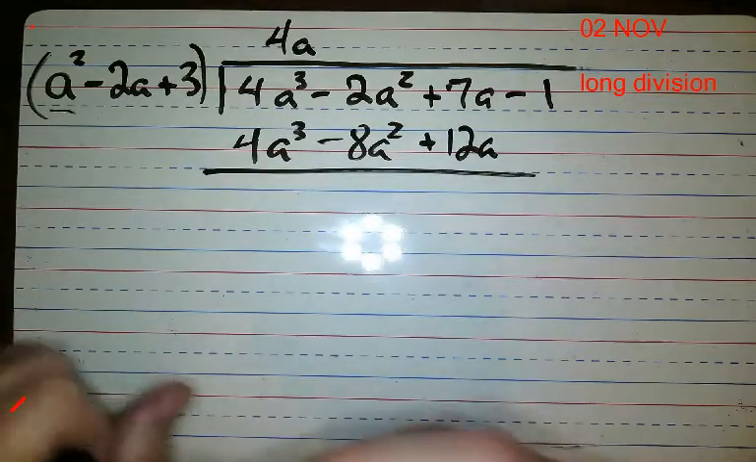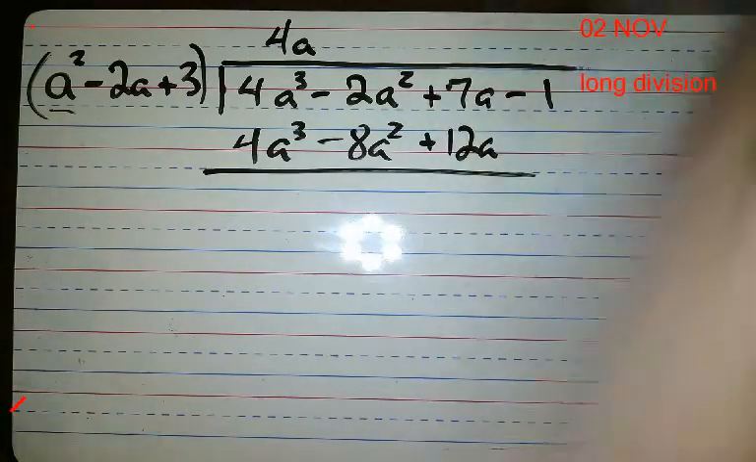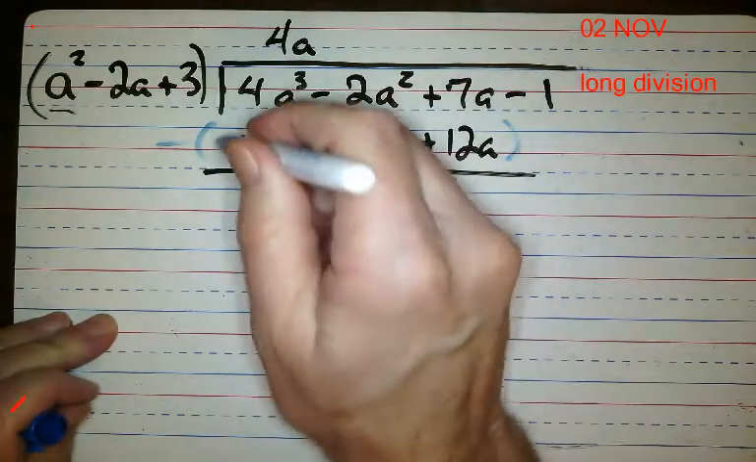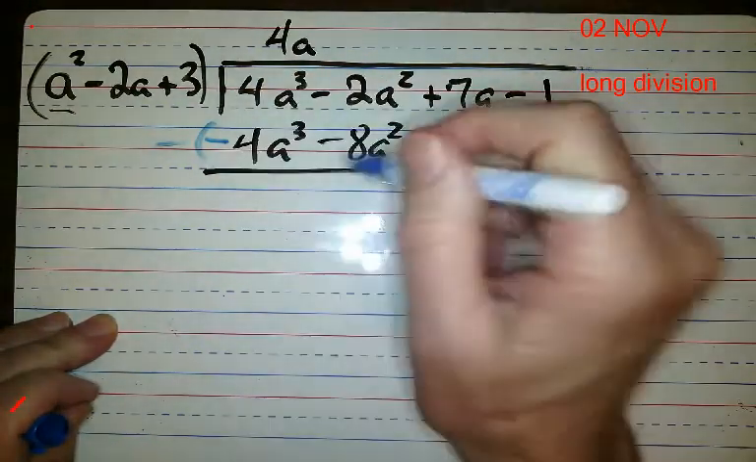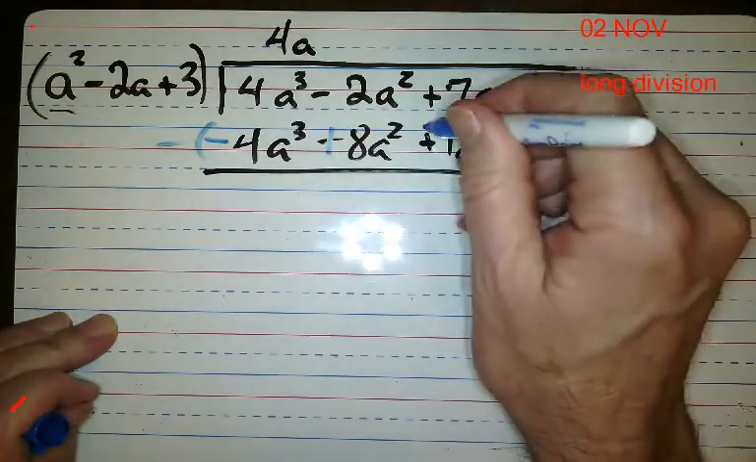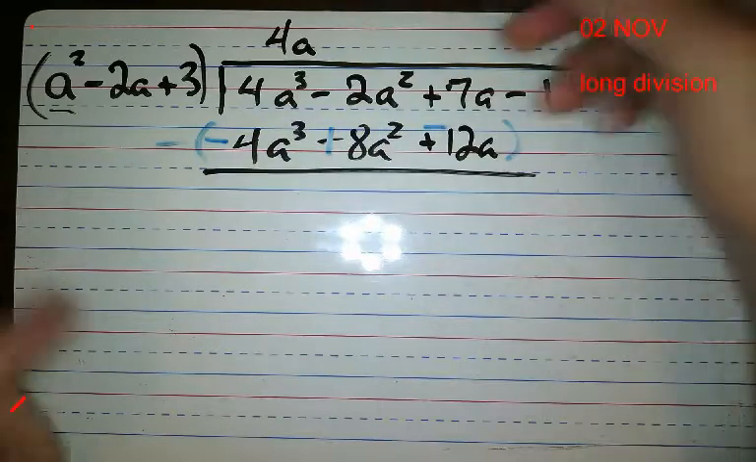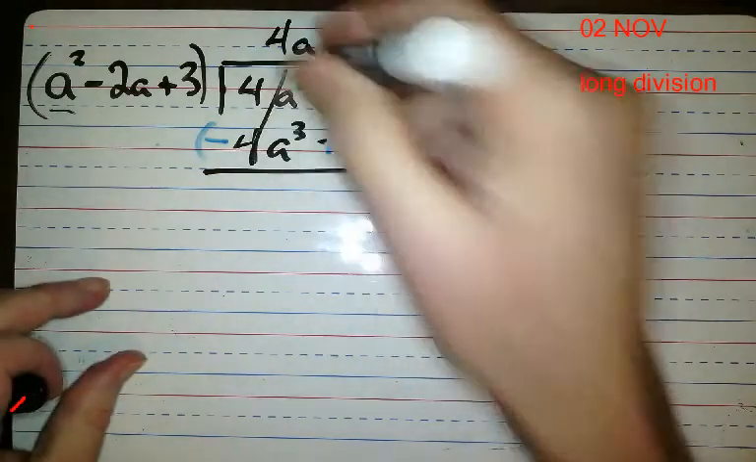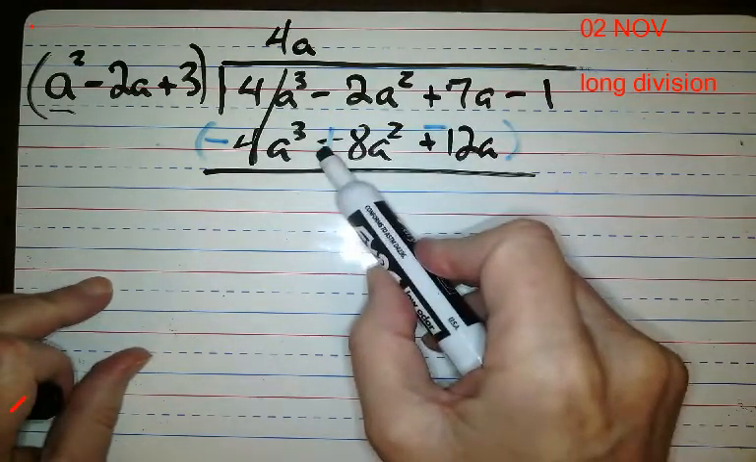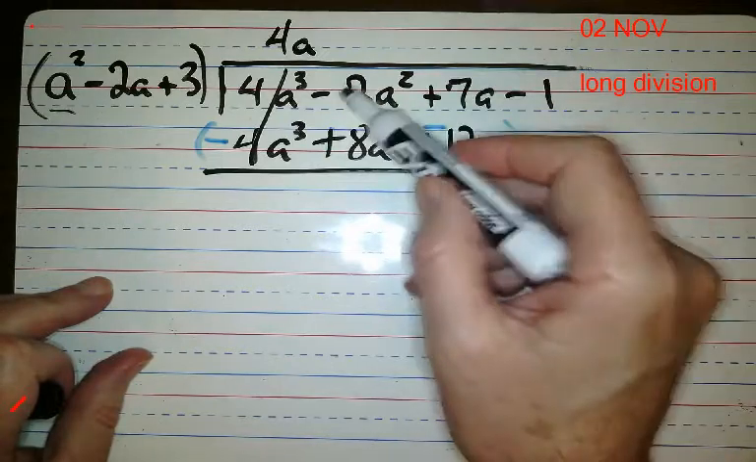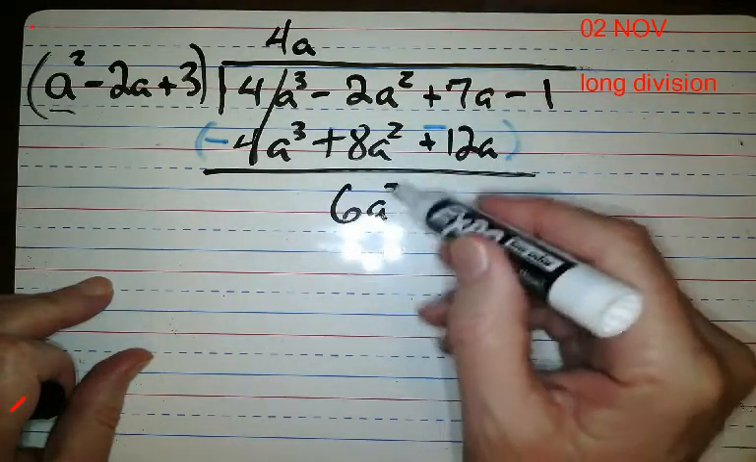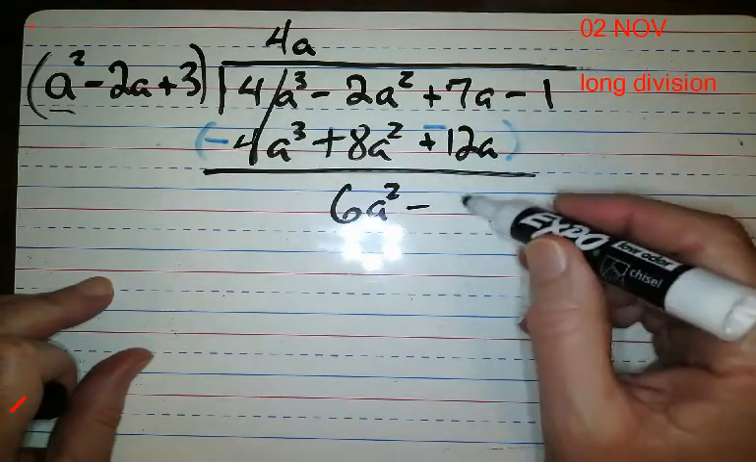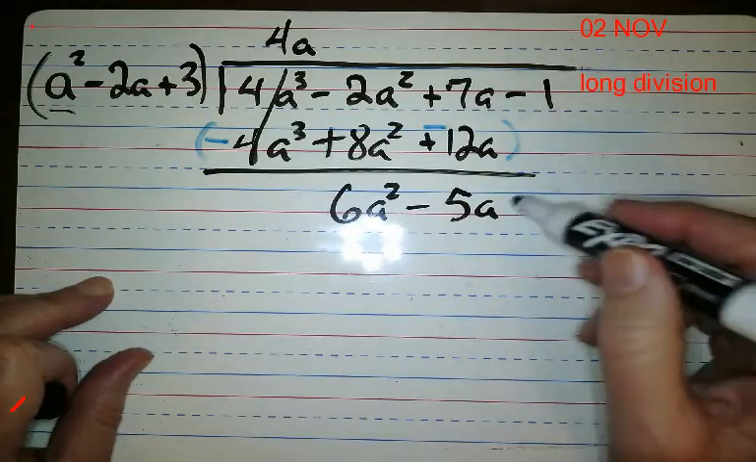Oh boy. Now then we have to subtract everything. Now when we subtract, we change the sign. So this one becomes minus, this one becomes plus, this one becomes minus. So don't forget that. When you subtract, you have to change all the signs. Okay, these guys go away like they're supposed to. Positive 8, and minus 2, that would be 6a squared. Positive 7, minus 12, that would be negative 5a, and then the 1 drops down.